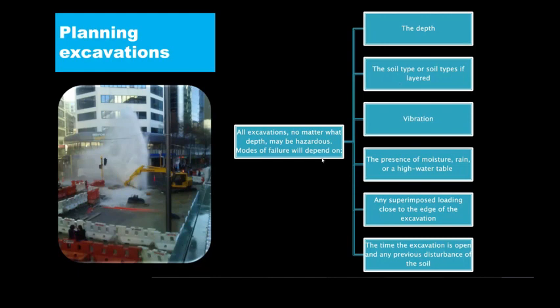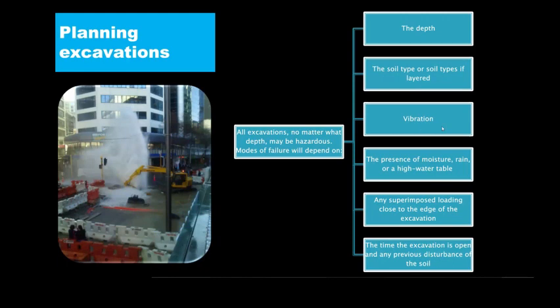So factors that feed into the risk level are the depth of the trench, the type of soil, or if the soils are layered. So if it's not just one type of soil, quite often soils are formed in layers, so they're likely to separate where you've got two different layers of soil.